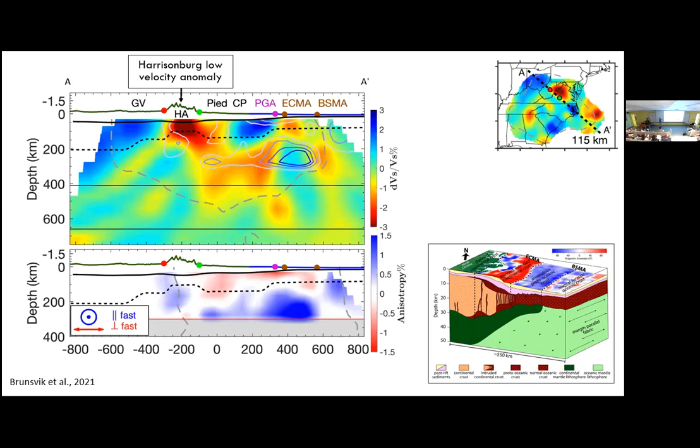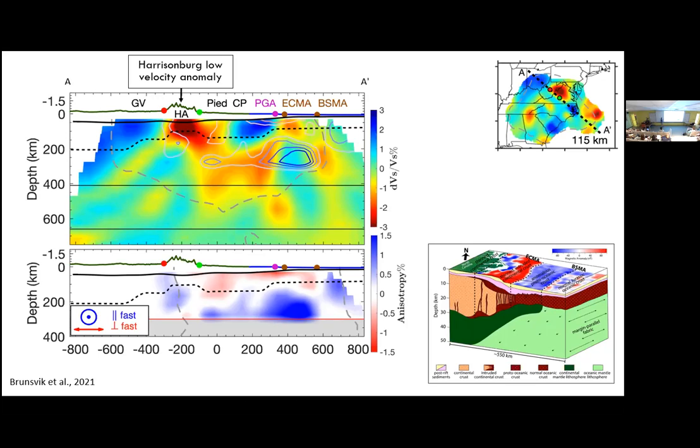And on top, I'm showing you velocities, and red colors are slow, blue colors are fast. On the bottom, you're seeing azimuthal anisotropy, where blue colors are fast parallel to the Eastern North American margin, and red colors are fast perpendicular to the margin, so parallel to paleo spreading. So this is just the absolute punchlines of what we're seeing here.